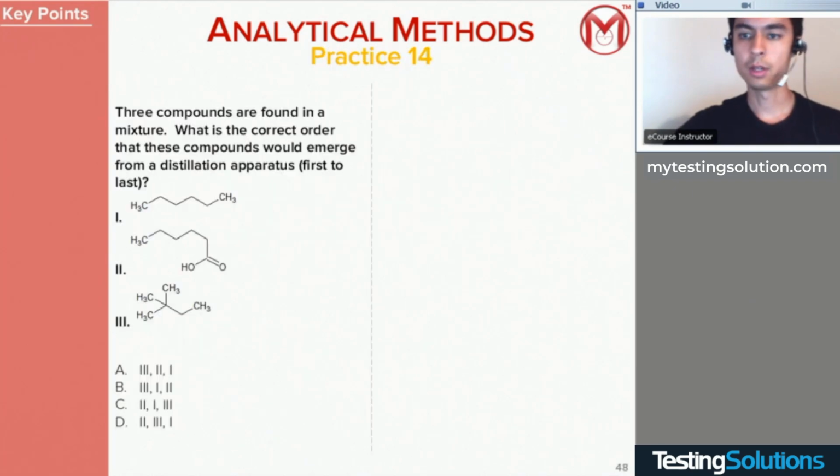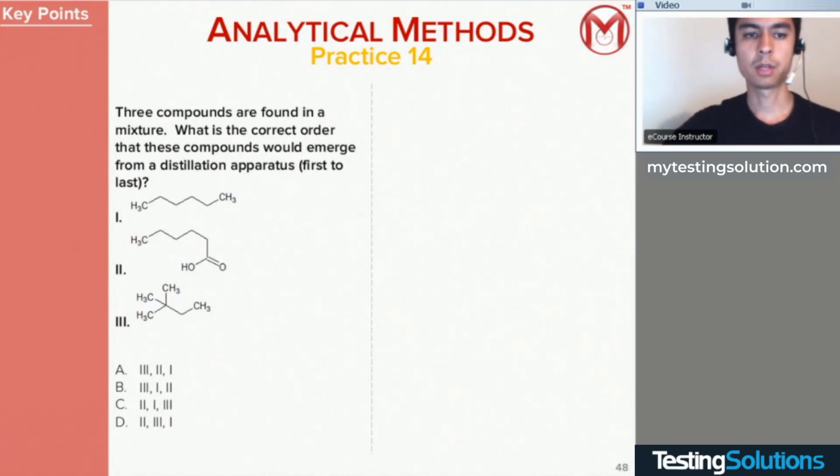Okay. So let's try out this practice problem. Okay, so 3 compounds are found in some mixture. How are they going to emerge in a distillation apparatus from first to last? Well, the first one that should come out should be the most nonpolar and/or the smallest. And so that should be number 3.